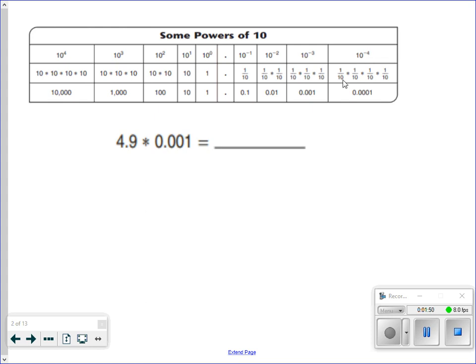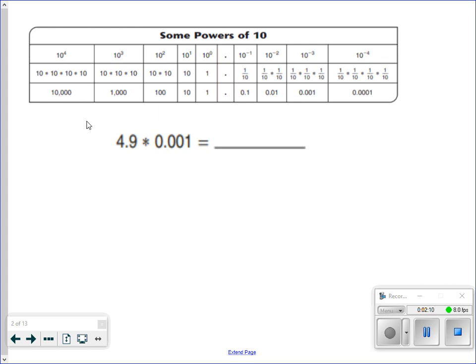10 to the negative 4. 1, 2, 3, 4. You get it. 4 numbers after the decimal. So we see this problem right here. You're like, whoa, do I have to do long multiplication with this? Absolutely not. If I see kids doing long multiplication with this, that means you didn't watch my video, you're not listening to my tricks, and you are making math much harder than it has to be.